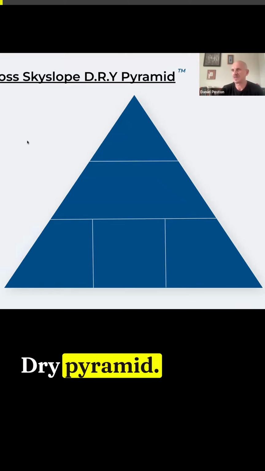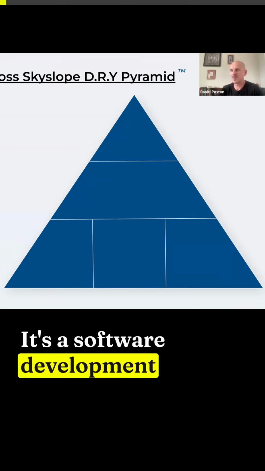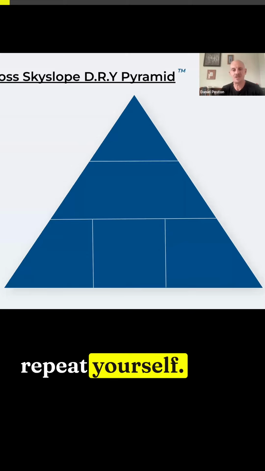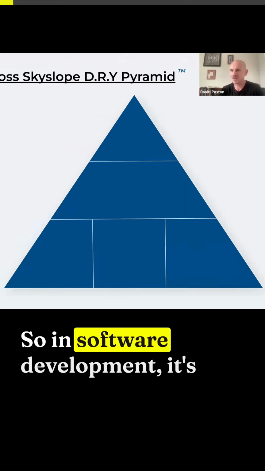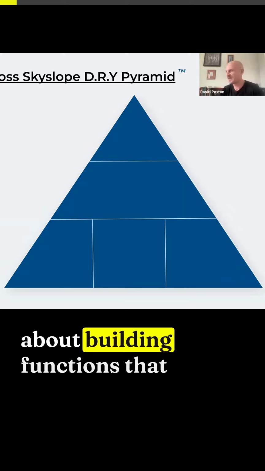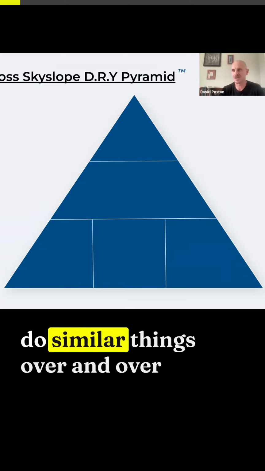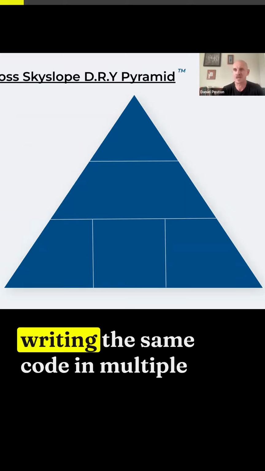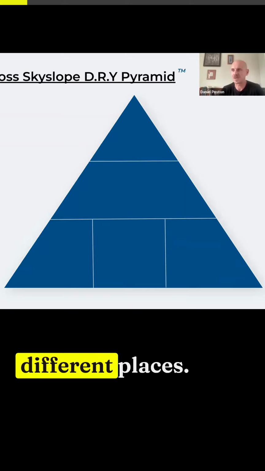SkySlope DRY pyramid. So what does DRY mean? It's a software development principle, which means don't repeat yourself. So in software development, it's about building functions that do similar things over and over again, so you don't have to keep writing the same code in multiple different places.